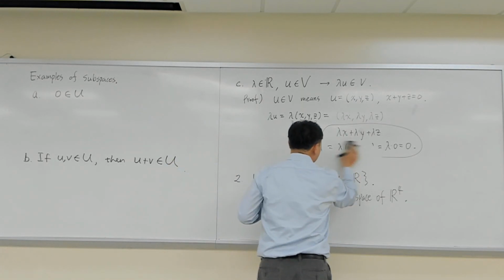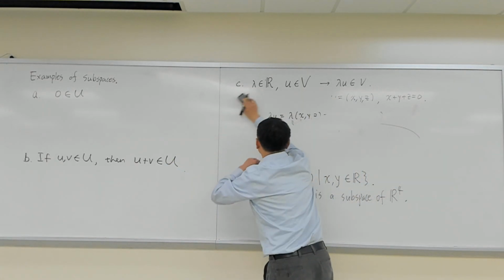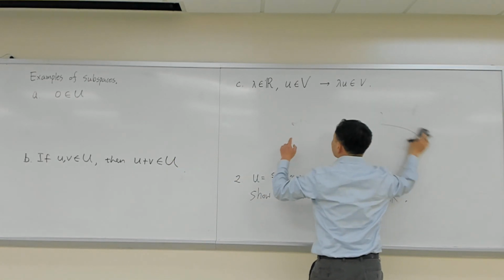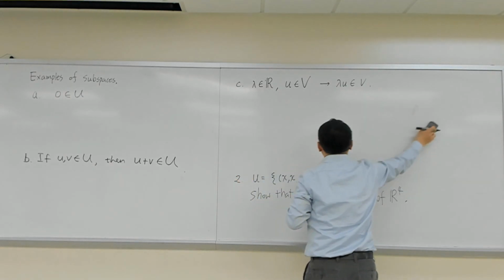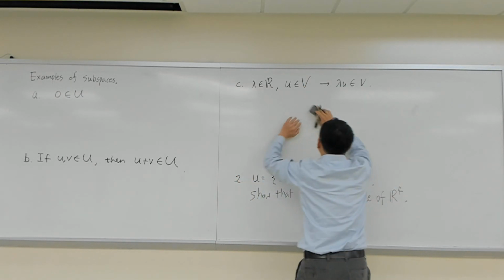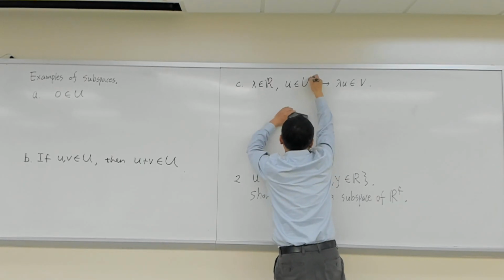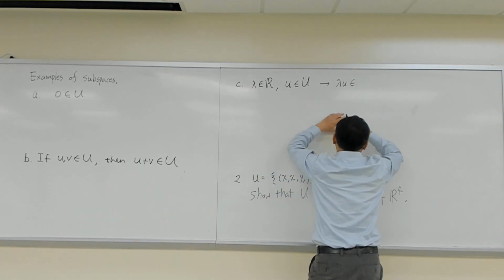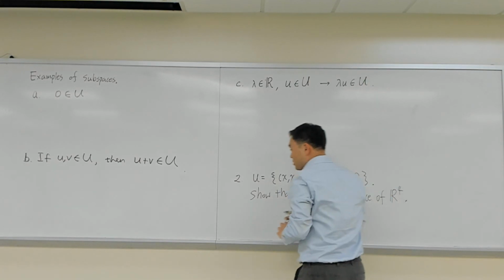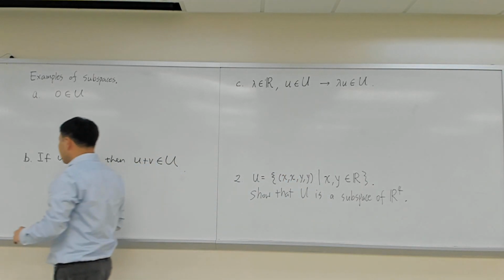And lastly, oh, I already wrote down C here. If lambda is in R and U is in U, then lambda times U is also in U. So let's try to show these 3 things.